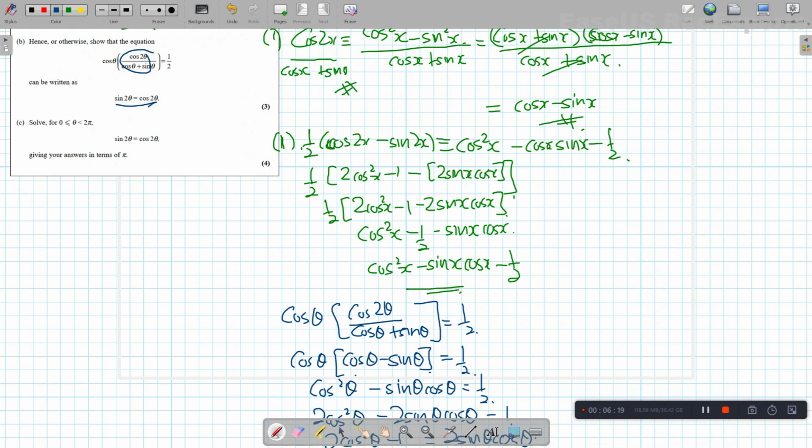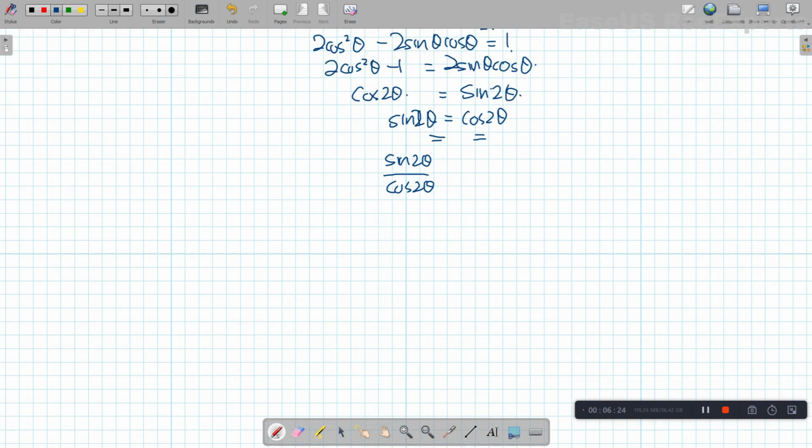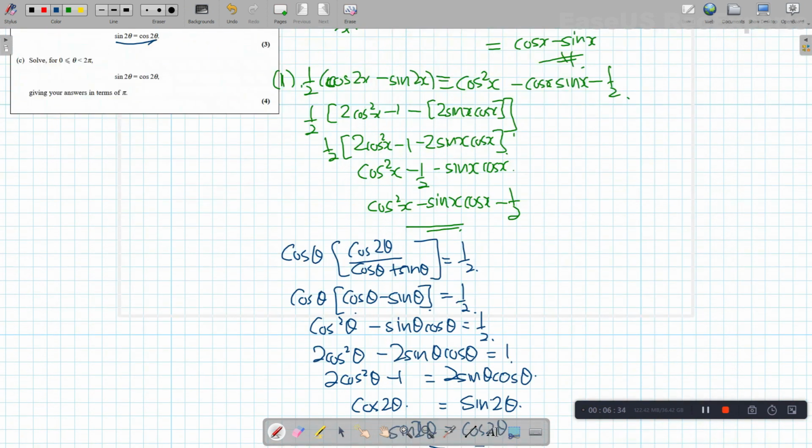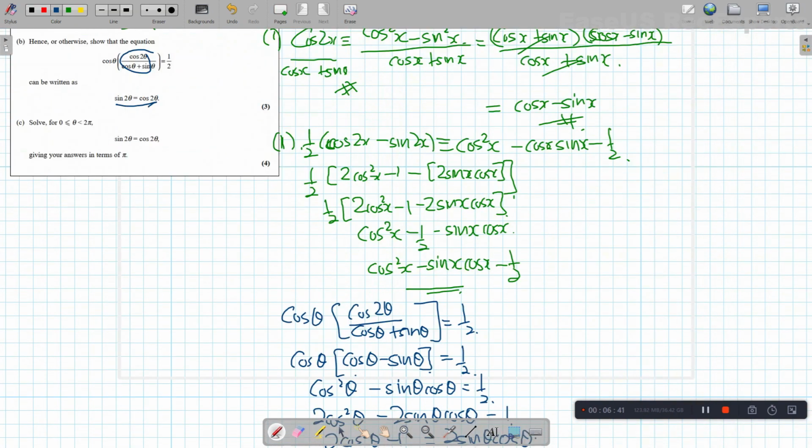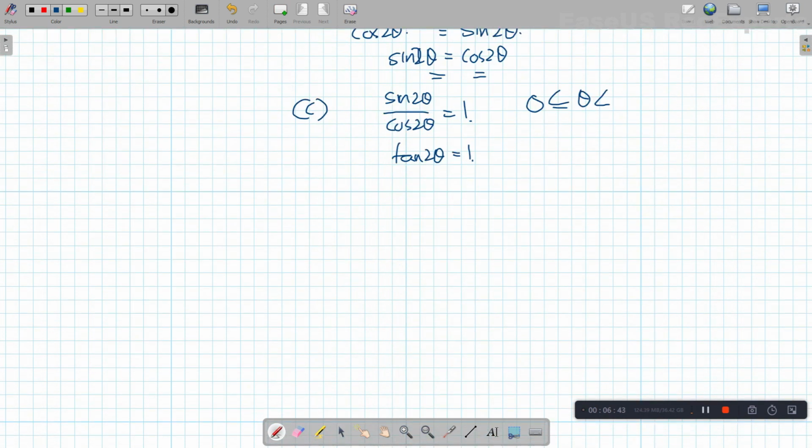Okay, part C, solve for theta between 0 to 2 pi. So this is part C. Sine 2 theta over cos 2 theta is equal to 1, which is tangent 2 theta equals 1, and it's between 0 to 2 pi. So 0 less than theta less than 2 pi.